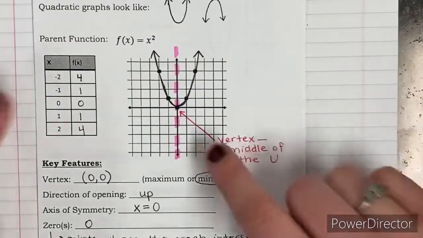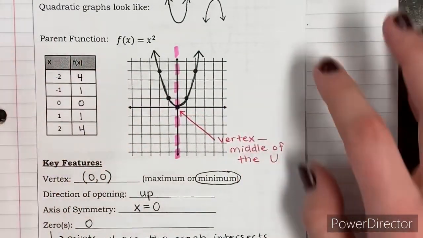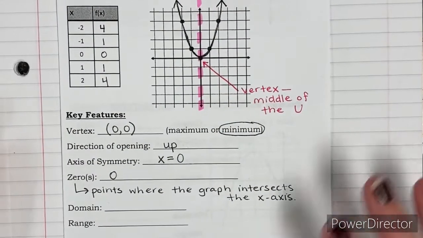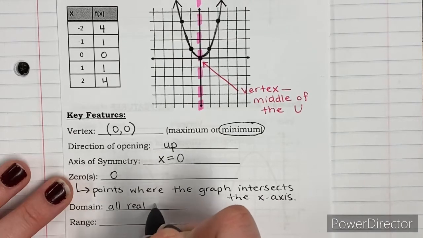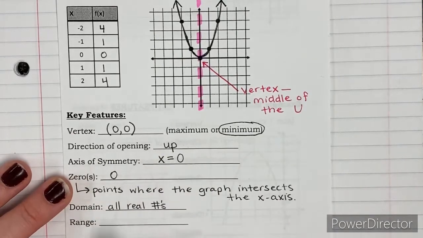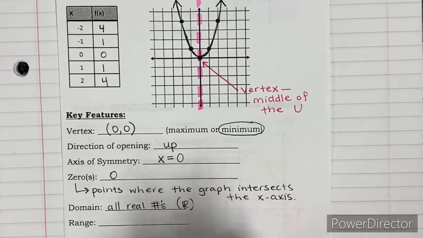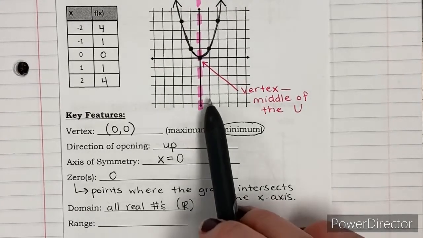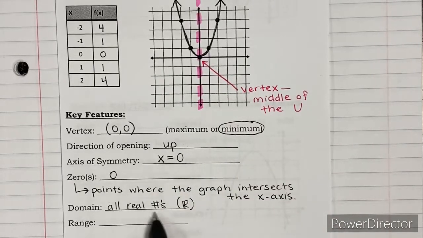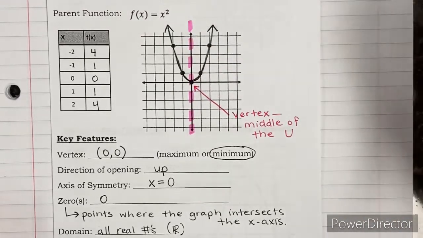So when your graph continues forever in both directions, doesn't stop, you are going to use all real numbers. All real numbers. You can write it like this, or you can use the symbol that stands for all real numbers. Either one is okay with me. They both mean the same thing. And that's it. And actually, every single quadratic function that you're going to look at has a domain of all real numbers if there's arrows on the end. So if there's arrows on the end, it's always going to be that.